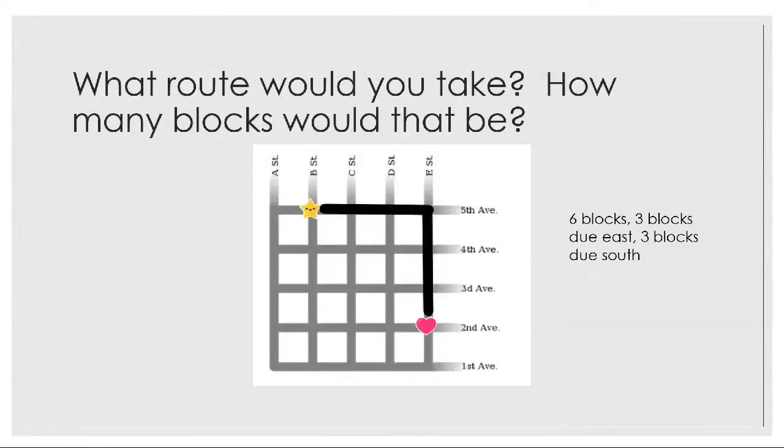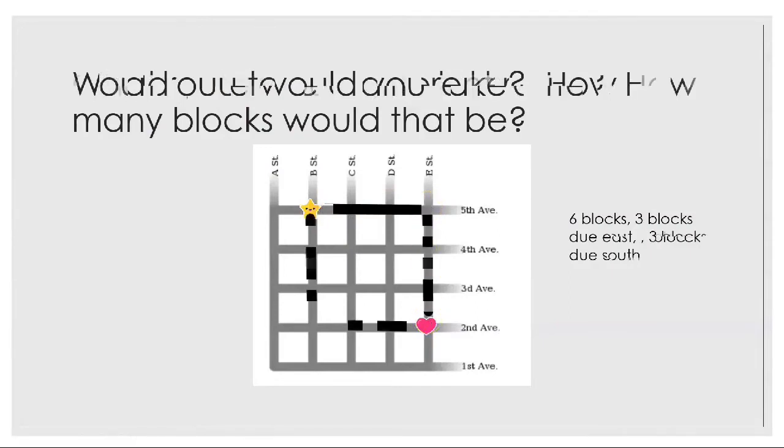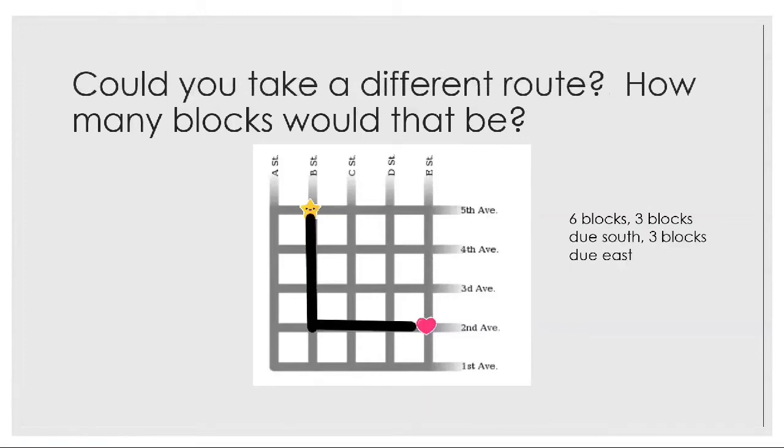What route would you take? How many blocks would that be? So one example is that you could go east 3 blocks and south 3 blocks for a total of 6 blocks. Could you take a different route? How many blocks would that be? So another route is that you could go south first and then go east, and it's still a total of 6 blocks.